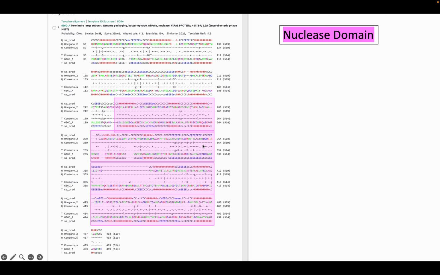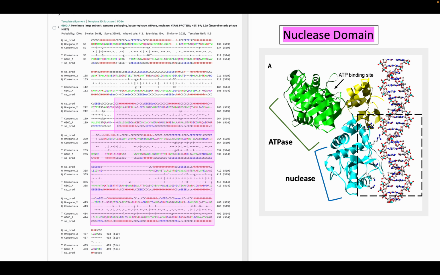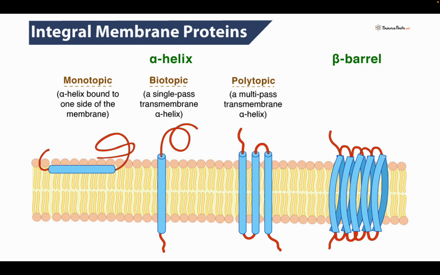Okay. And then the C terminus, again, I looked up to see which amino acids in the terminase are involved in the nuclease domain, and I have highlighted those. Essentially, what I've shown is that this alignment includes both the ATPase domain and the nuclease domain, and so I feel pretty confident in calling oregano 2 a large subunit terminase.